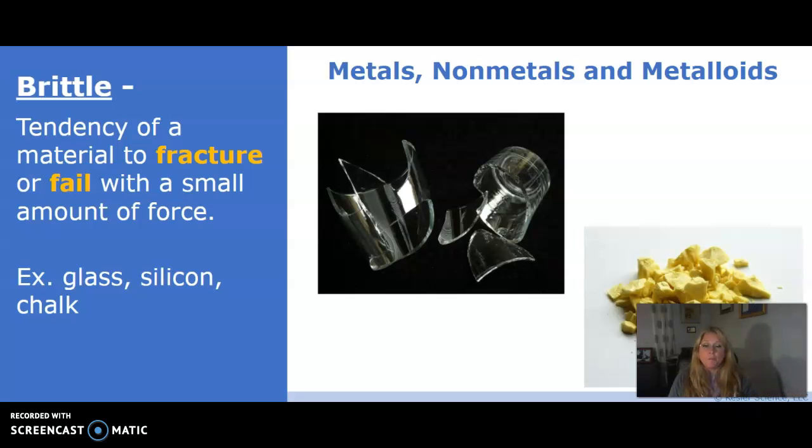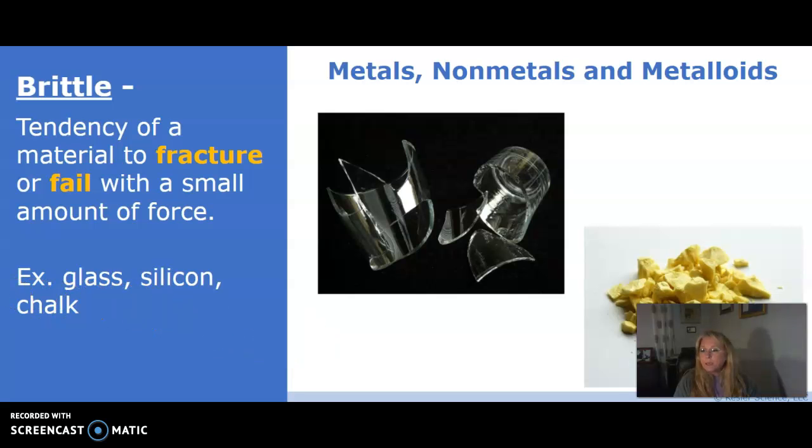Brittle is pretty much the opposite. If something is not malleable, it's typically brittle. The opposite of malleable is brittle, in that brittle makes things shatter into pieces. Or if something is brittle, it shatters into several pieces. Another way to say that is that it will fracture or fail with a small amount of force, much like the pictures you can see with the glass and the silicone and even chalk.